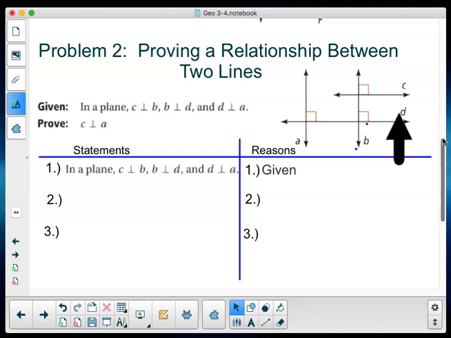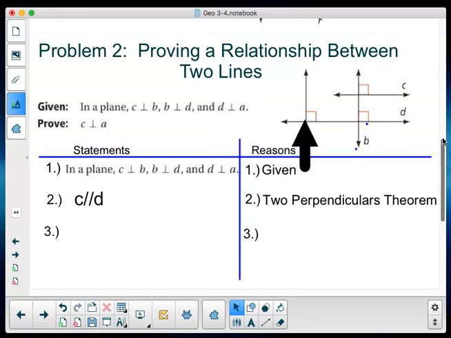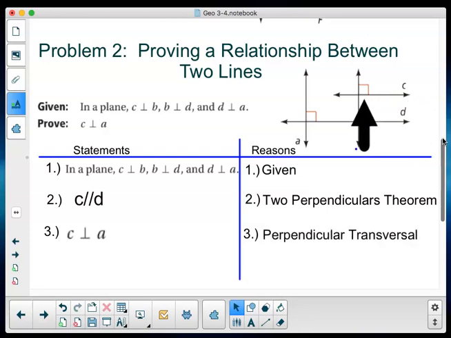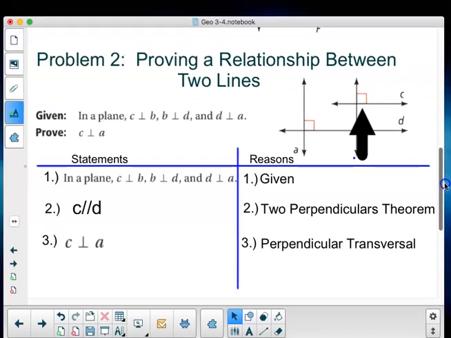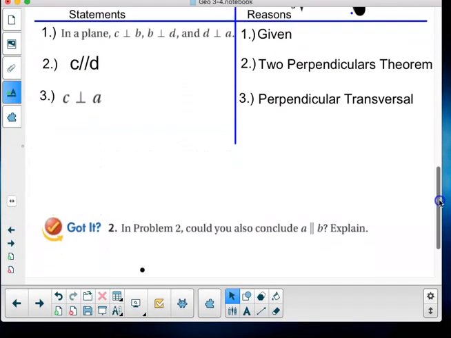I know my given: in a plane, C is perpendicular to B, B is perpendicular to D, and D is perpendicular to A. That's given. And I just talked about the fact that I know C is parallel to D because of the two perpendiculars theorem: two lines perpendicular to the same line makes them parallel. Now, since D is perpendicular to A, they told me that in the given, and D and C are parallel by perpendicular transversal, I know that C is perpendicular to A. So we're done with that proof, but let's see what else they've got here.